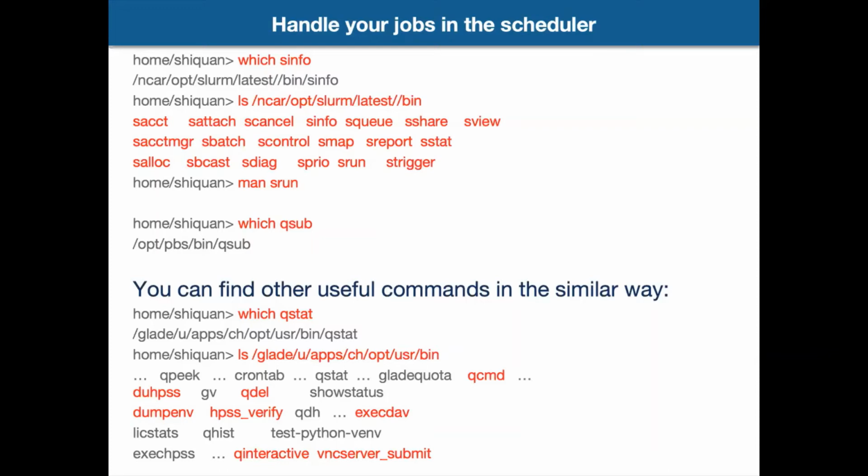If you want to know more about a certain command, you just say man and that command, for example, man sbatch. You can do the same thing for PBS, for example, which qsub. In this way, you can find the path containing all the PBS commands. Using the same trick, you can also find some other useful commands.